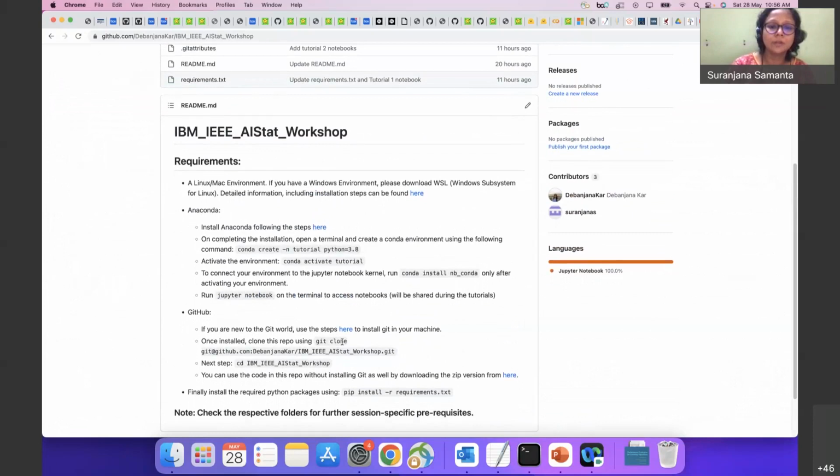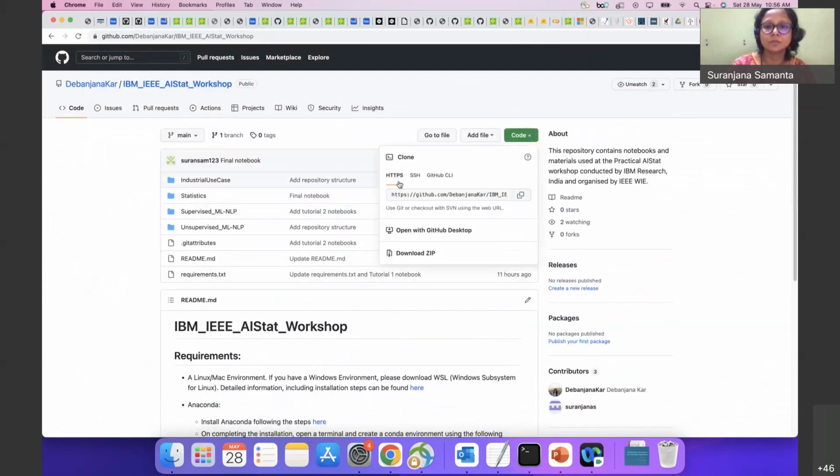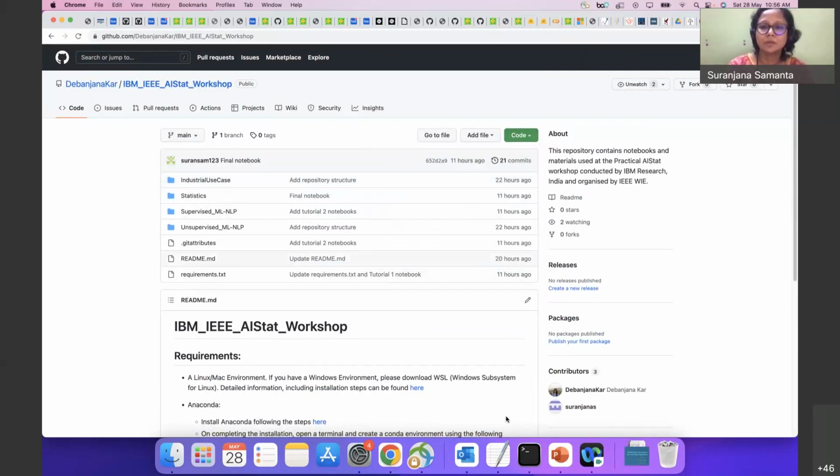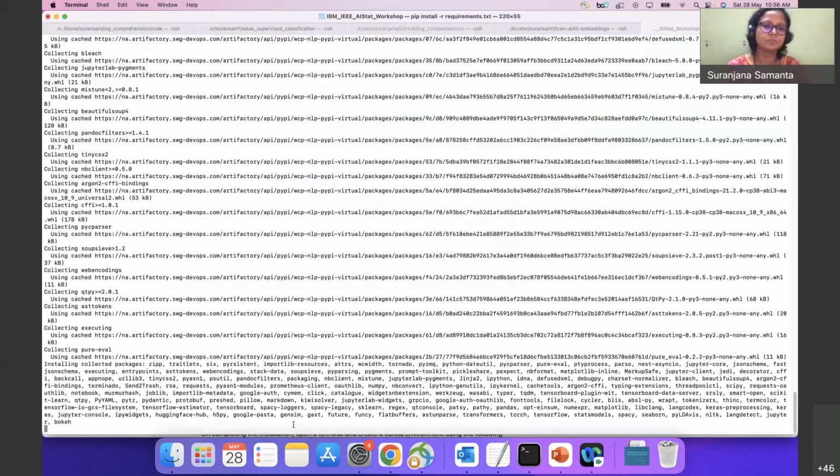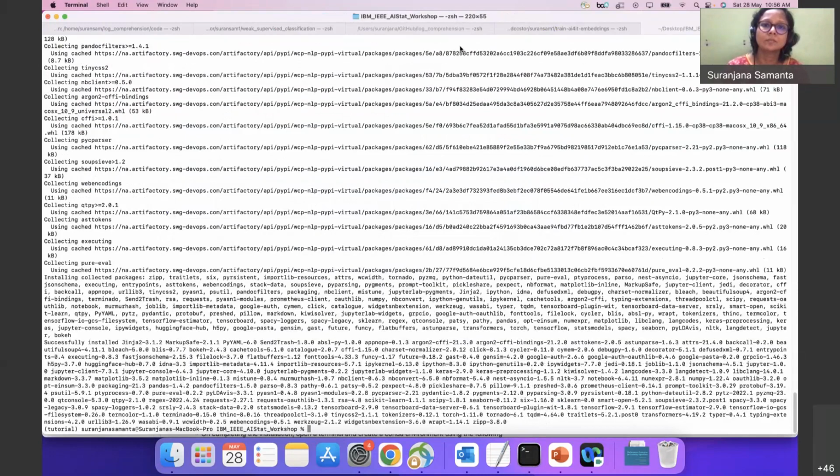If you want to clone any Git repo, the idea is to copy the link from here, do Git clone with this particular link that is given by Git itself, and you are good to go. Yeah, so it's done. So we'll open a Jupyter notebook.